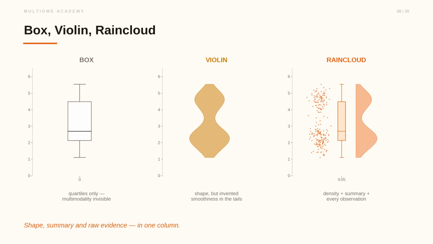Boxes give quartiles but hide multimodality. Violins show shape but invent smoothness in the tails. Overlaying the points fixes both. A rain cloud gives shape, summary, and raw evidence in one column.